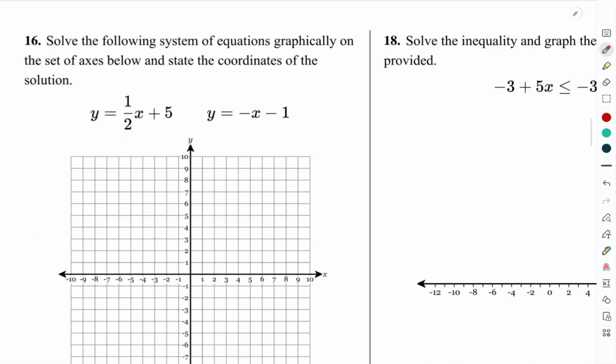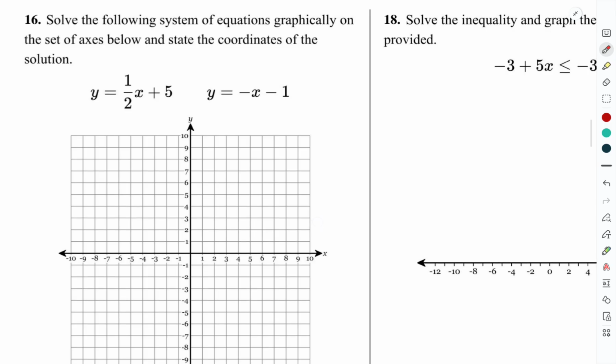Question 16. Now we have a system of equations. We've got 2 equations going on, and we're going to graph them all and state what the solution is. The solution to a system is where they cross. So we need to find where they cross. I'm going to start with my y-intercept here, put a dot on 5, and then my slope is 1/2, up 1 over 1. I'm doing this on a paper version of the test, so I'm going to do it all the way from one end of the graph to the other.